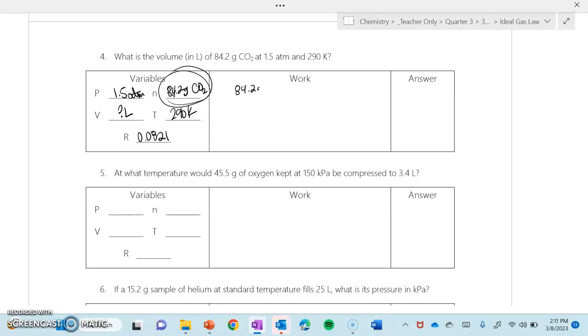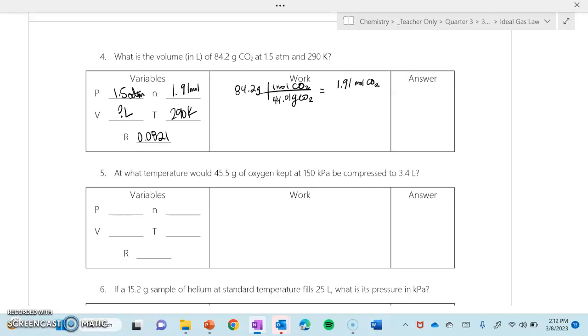So 84.2 grams, let's convert grams carbon dioxide using our periodic table. So add up a carbon and 2 oxygens to give us that molar mass, which is 44.01, and that will give you 1.91 moles. So now we have the correct value to be able to plug in to our equation. We have to put moles into N. We cannot put grams in.